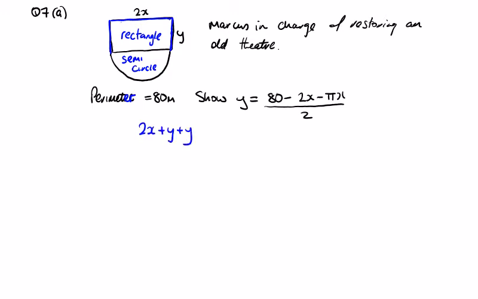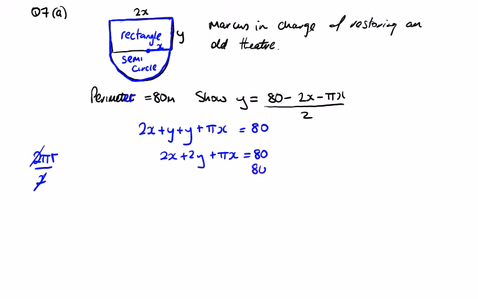And we also have the distance of the semicircle, which, the distance around a circle is 2 pi r. So a semicircle must be 2 pi r over 2, which is just pi r. And our radius is x, half of the top. So plus pi times x. And we're told that that's equal to 80. So we just have to simplify down in terms of y. 2x plus 2y plus pi x is equal to 80.